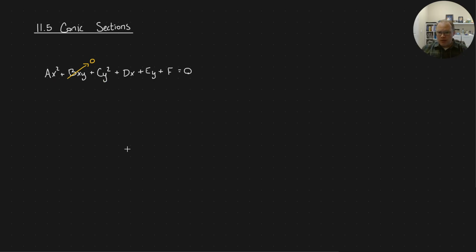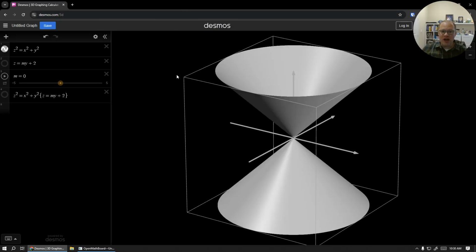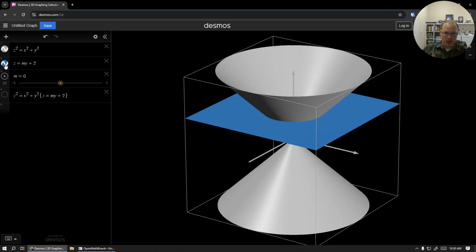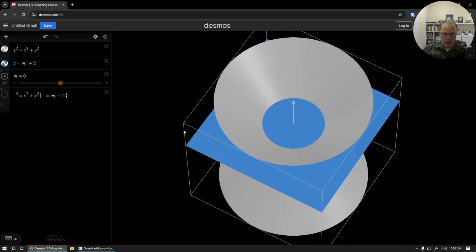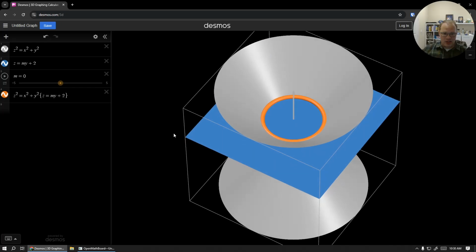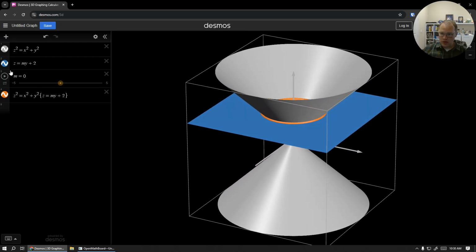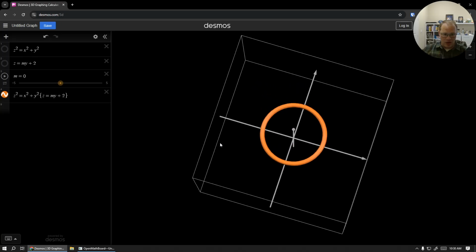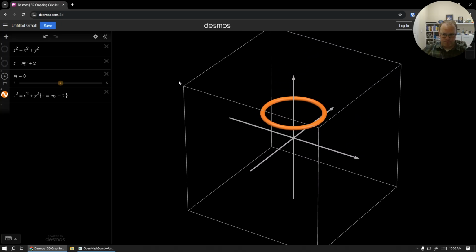Now, these are called conic sections because they are sections of a cone. So right here, I have a double-sided cone. And what we're going to do is look at what happens when I intersect a plane with that cone. Now, in this case, I have a horizontal plane, and the intersection is a circle. So a circle is a kind of conic section, okay?